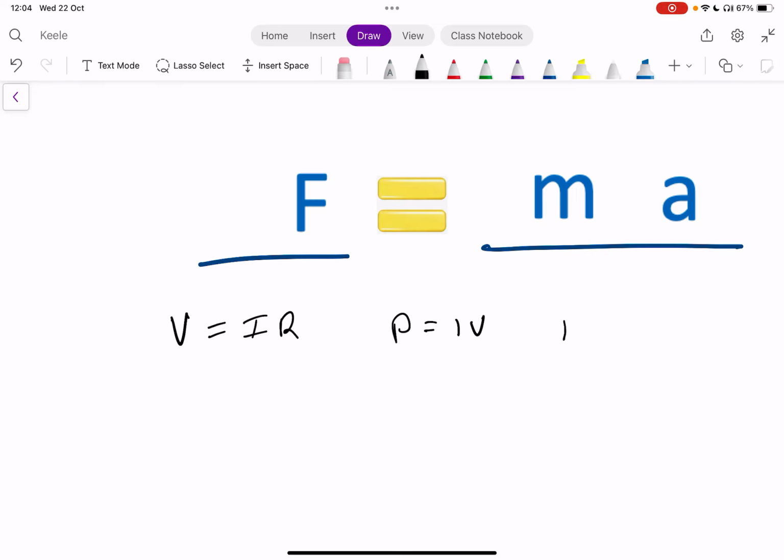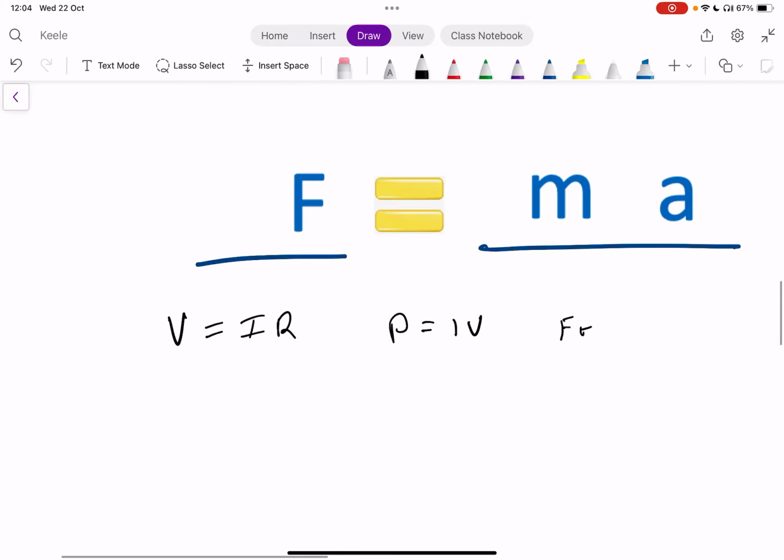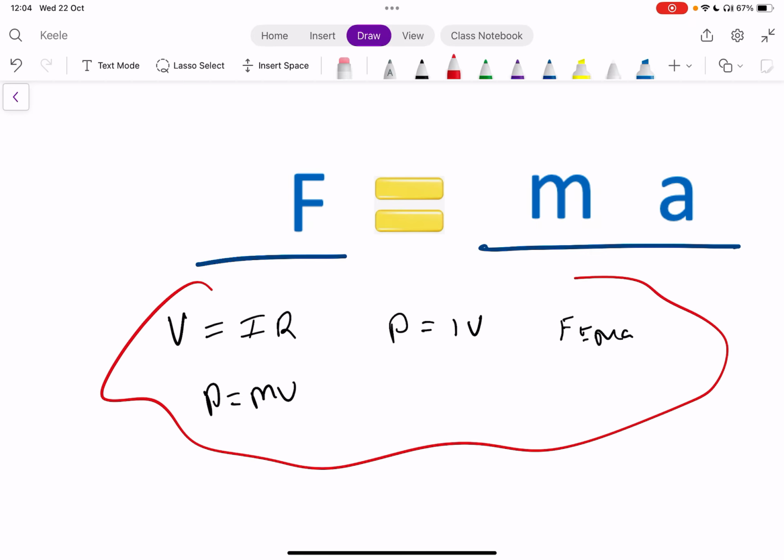All sorts of things. Loads. There's loads. I can't even think. F equals ma. You've got speed equals distance over time. You've got momentum equals mass times velocity. There's loads. You can now rearrange all of those equations, even if you don't know what they are. So try it. Have a little go now.